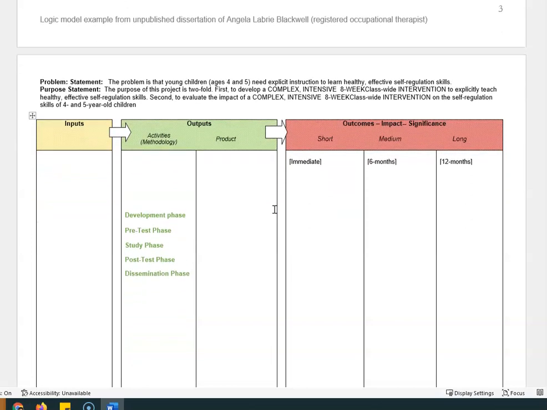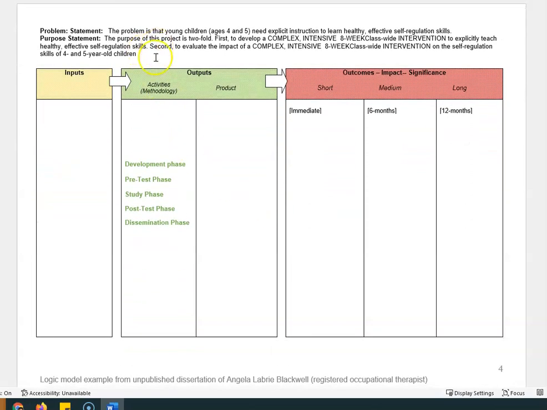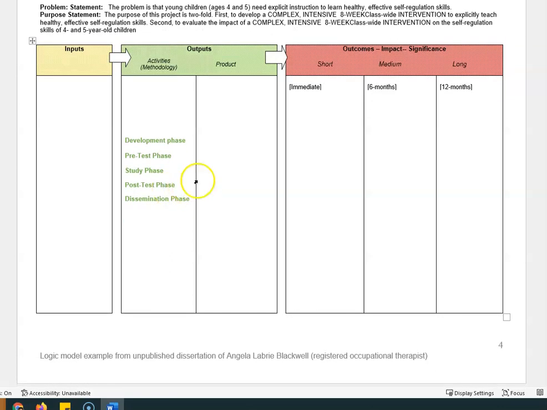So let's return back to our logic model template. We have my problem and purpose at the top. I thought it was helpful for you to understand the context of my project so we could dig in, and we'll start with the outputs. The outputs are my methodology. This is what I did to implement my project. It started with the development phase. That is me putting together what this 8-week intervention is going to be, what's all involved. This was a research study as well as a program development, so I needed to go through the IRB, put together an application, get approval, and all of that. That happened in the development phase.